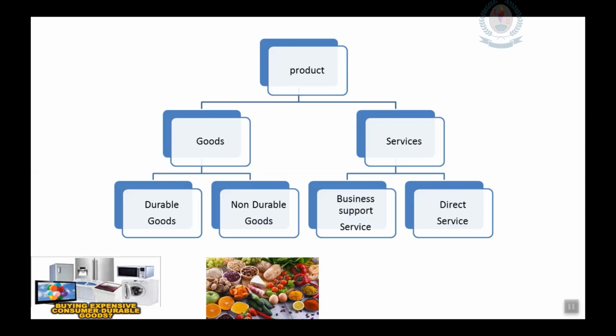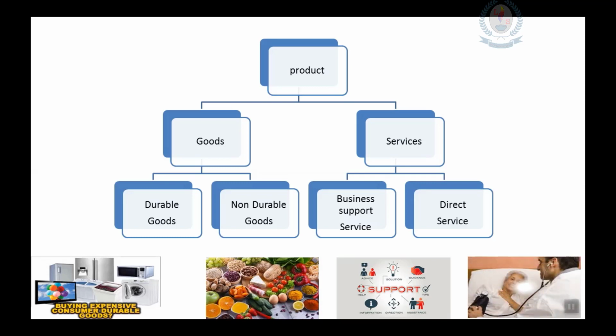Then services. Services can be divided into two: business support service and direct service. What is business support service? The services provided in relation to business. Example, evaluation of customers, processing purchasing orders, like that. What is direct service? Direct services are given directly to the person receiving them. Now see, a doctor is providing his service to the patient, directly to the person who needs that service.